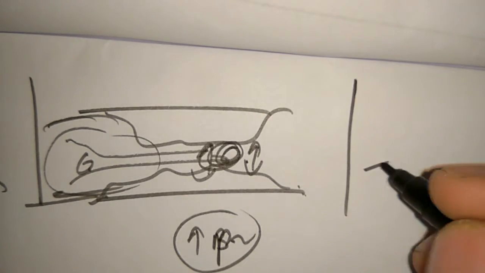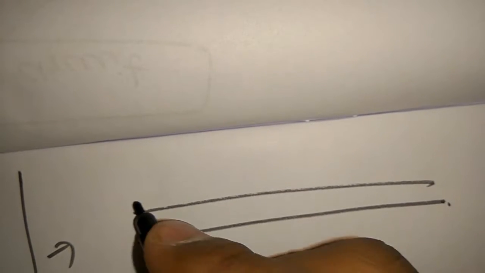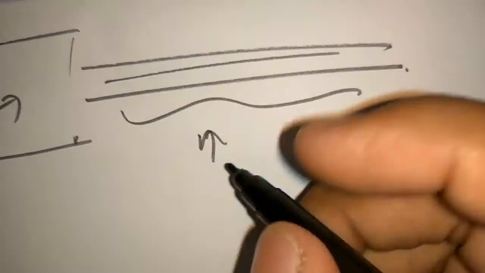So suppose, what if the whole blood vessel is narrowed? Normally this is a blood vessel, but if the blood vessels throughout your body are narrowed, then the pressure within these vessels will be high.